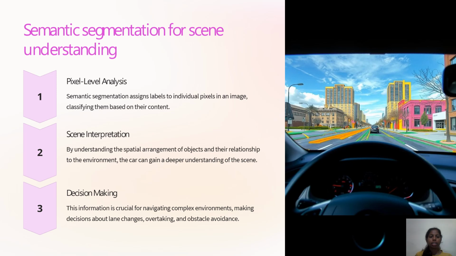Now let's see semantic segmentation for scene understanding. After detection, the image is segmented. Let's see now. The first is pixel level analysis. In pixel level analysis, semantic segmentation assigns labels to individual pixels in an image, classifying them based on their content. After the image acquisition, the image is segmented into small pixels based on their content or based on their color code.